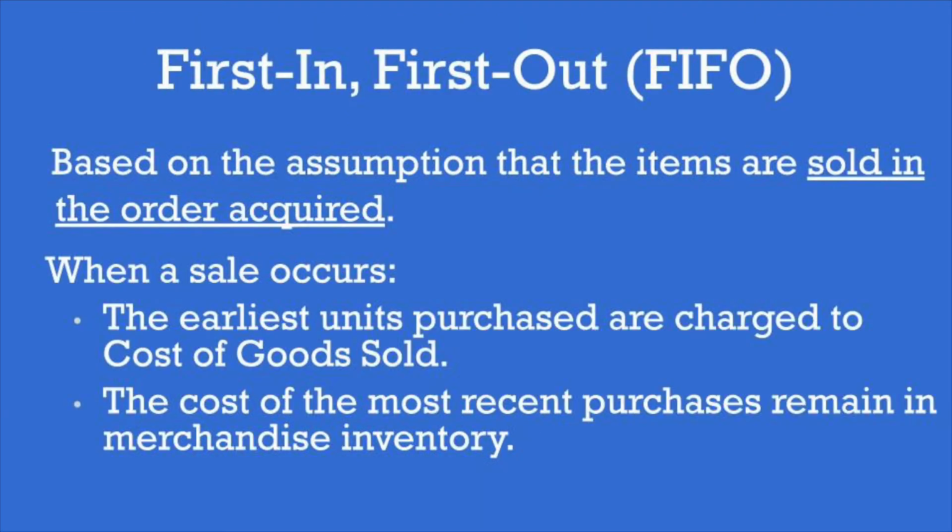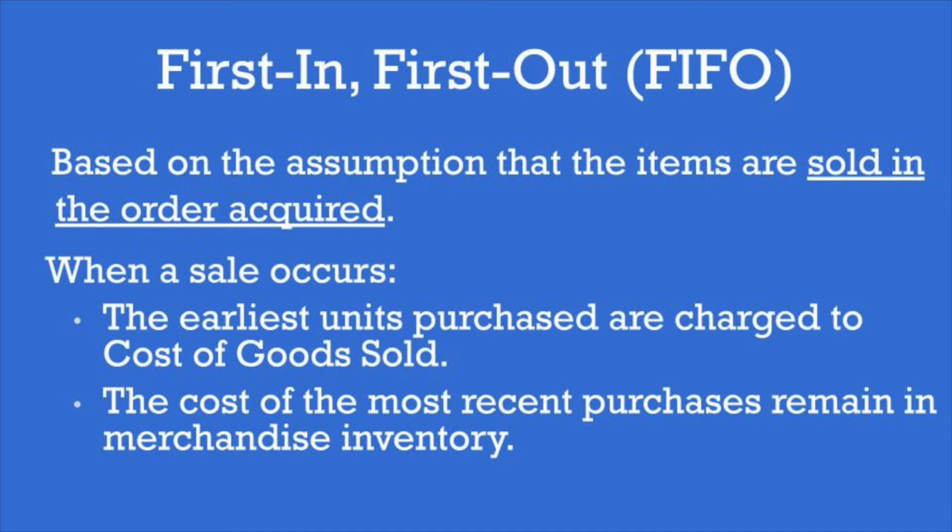As the name suggests, the first in, first out method is based on the assumption that items are sold in the order they're acquired. So when a sale occurs, the earliest units purchased are charged to the cost of goods sold. And keep in mind, the purpose of the inventory is to keep track of costs, right? And it only really makes any difference if the costs change.